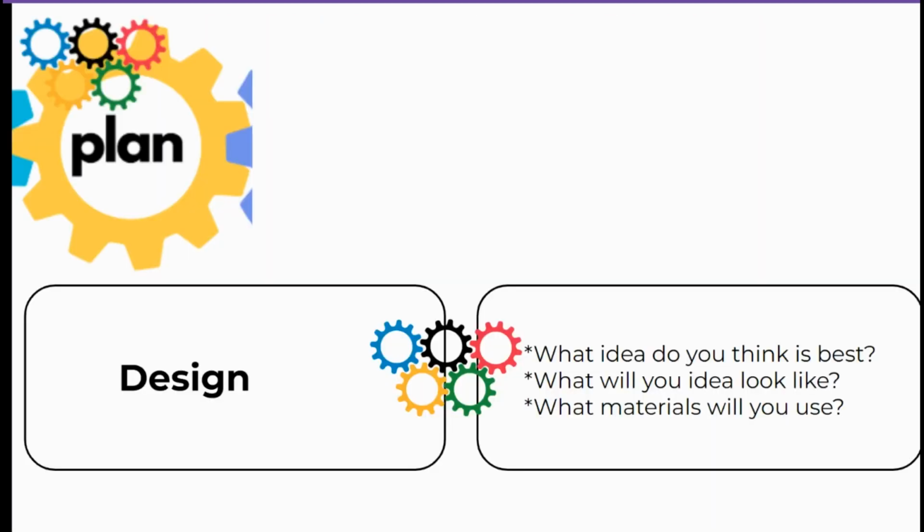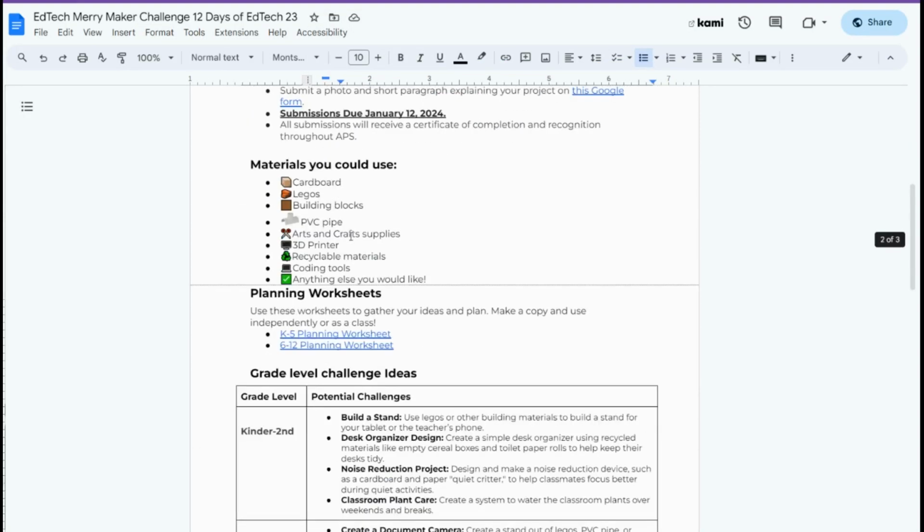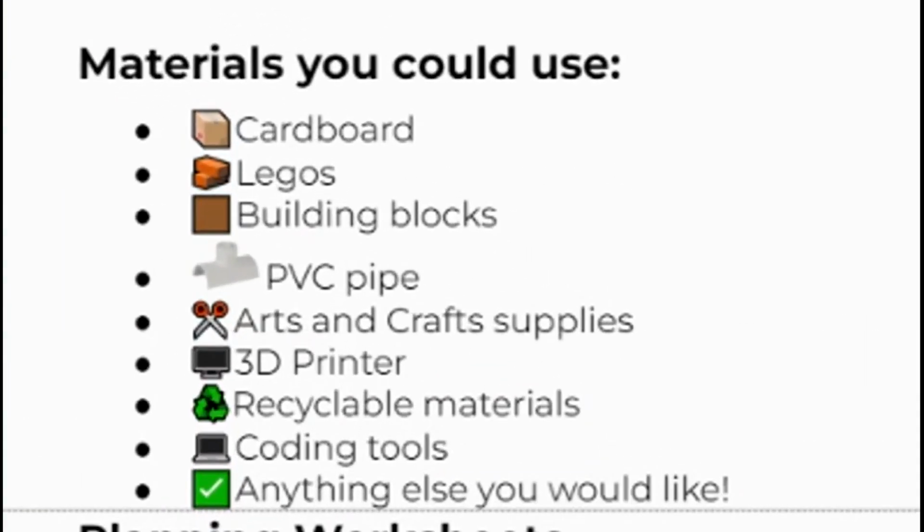Next, you plan out the design. What idea do you think will be best of all your choices? What will your idea look like when you're done? And what materials will you use? Wondering what materials you can use? On the planning document, we've got a list of example tools and materials that you could use.